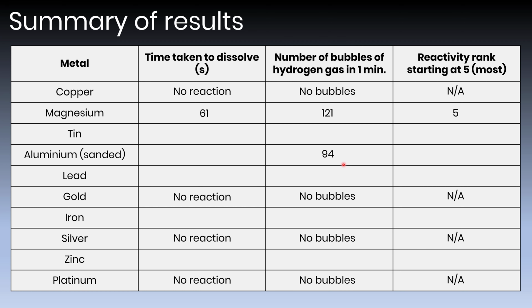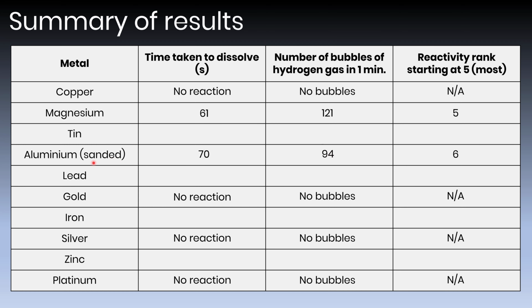Next up came aluminium. It gave off 94 bubbles in 1 minute, and it dissolved in 70 seconds. So therefore, this one's going to be ranked number 6. You'll notice the time taken to dissolve was longer, therefore it reacted slower. This is also shown by the fact it gave off less bubbles in 1 minute.